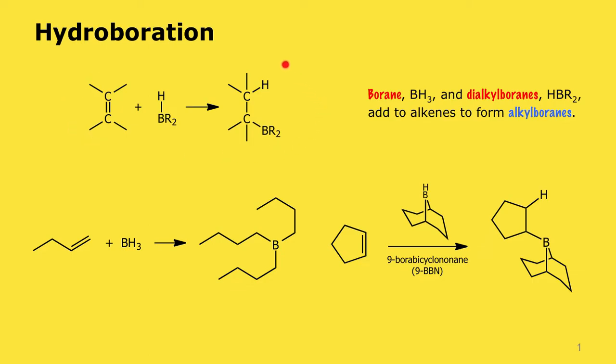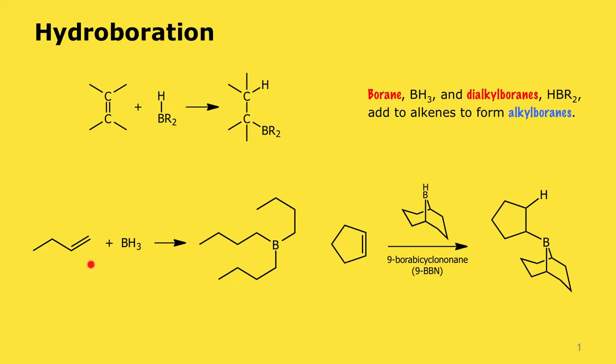And this is the overall generic reaction where some sort of borane compound, whether it's borane itself or a dialkyl borane, which is shown here generically, will react with alkenes to give the addition of boron and hydrogen across the double bond, simply known as a hydroboration. And there's a couple examples shown below.